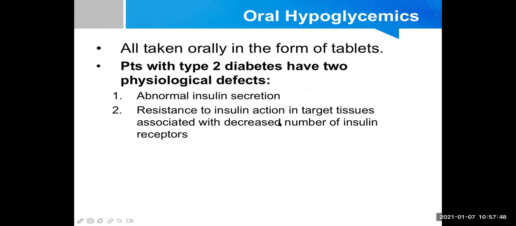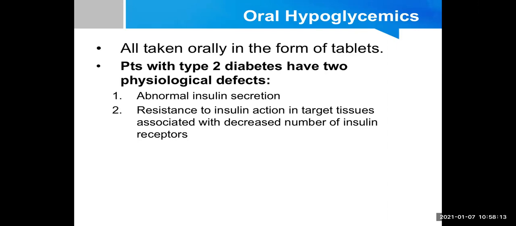Now with this discussion, let's enter into another type of management of diabetes, that is by use of oral drugs. They are known as oral anti-diabetic drugs. All of them are taken orally in the form of tablets. And patients with type 2 diabetes have two physiological defects, and that's why they need to take these medicines for the management.